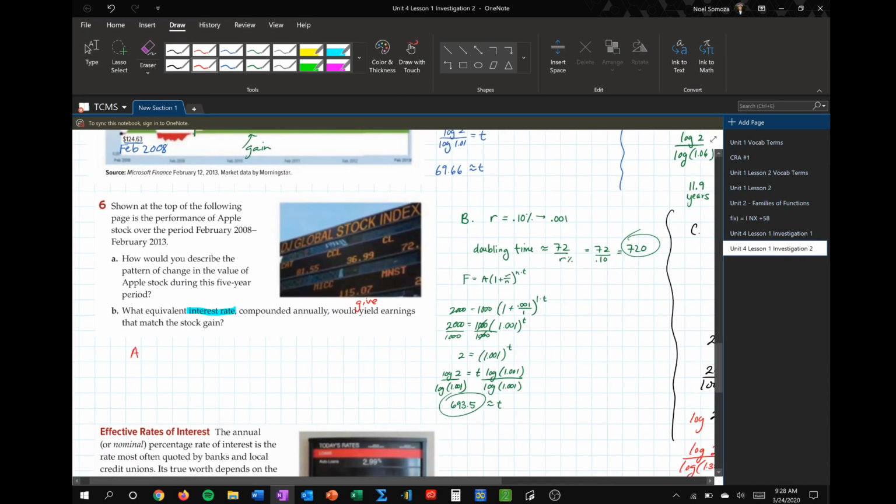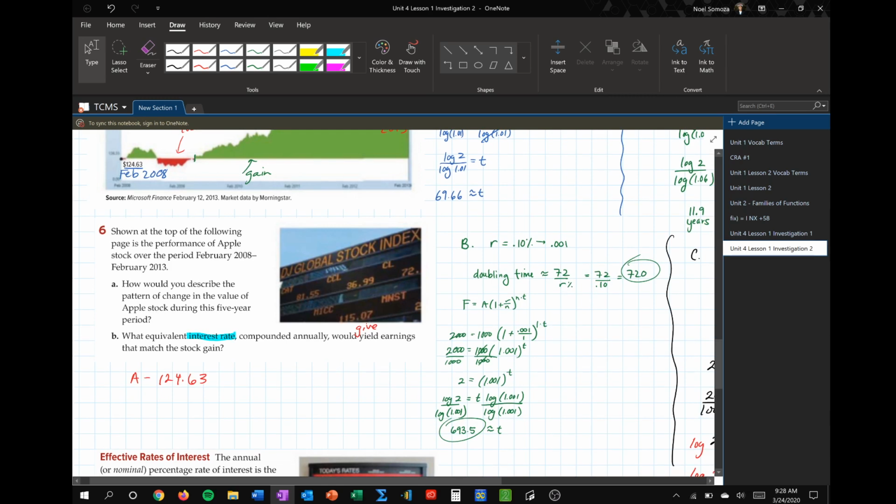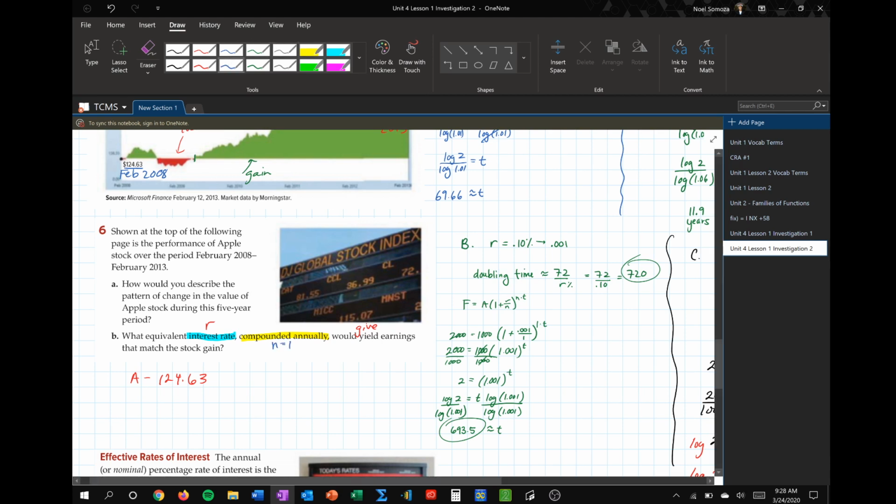We'll call that A of $124.63. Okay. Since it's asking for an interest rate, basically that means that it's giving you every other piece of information. Okay, so you just got to find it. If it's compounded annually, then you know it's going to be compound interest. And because it says annually, then you know N is 1.